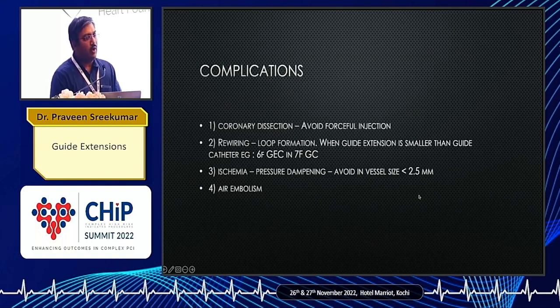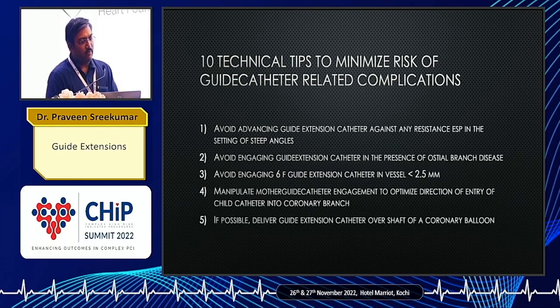Generally, the complications are coronary dissection. For this, you can avoid a forceful injection. The injection through a guide extension should be about 2 ml per second rather than 5 to 6 ml per second. Another issue is that you can have loop formation and ischemia. You need to know the coronary ischemic time for each patient. It differs. You can avoid it in vessel size less than 2.5 millimeters. And another problem is air embolism.